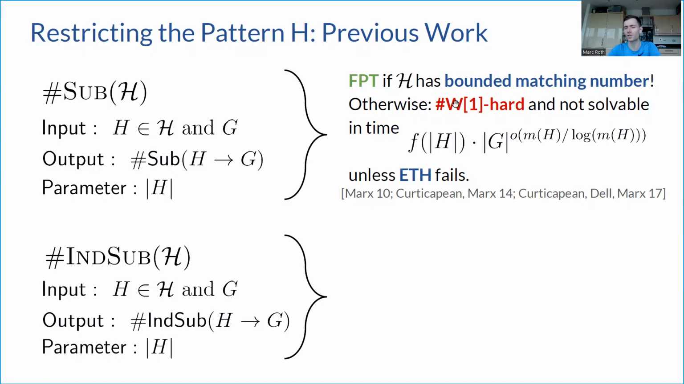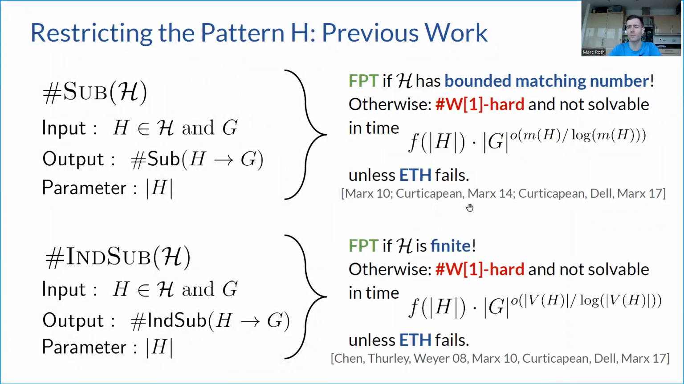So it's hard for the class sharp W[1], which you can think of as the parameterized counting equivalent of NP. And we also get an almost tight lower bound under ETH. We say almost tight because if we remove this log here, then this is essentially saying that you cannot beat the brute force algorithm. For induced subgraphs, a similar result is known, but the tractable cases are even more restricted.